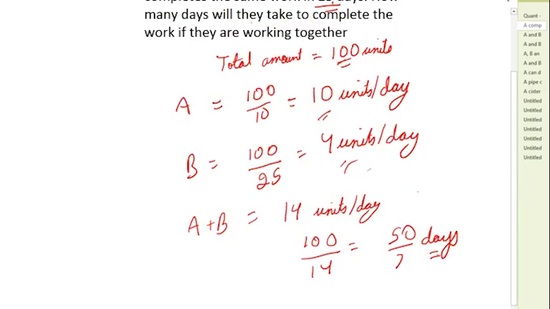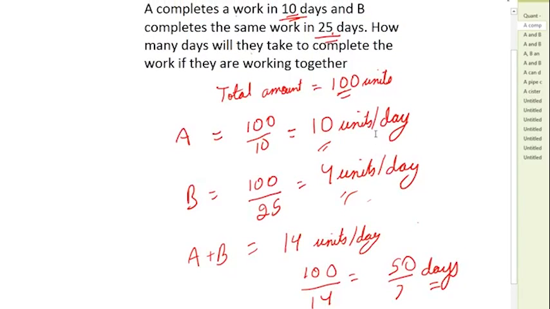Okay, so the advantage with this method is that you can simply add the units. 10 plus 4, 14. You can assume the number here. If I felt 120 was a better number to start with, I would have started with 120 units, because I assumed 100 because 100 was divisible by 10 and 25. So that makes all the calculation easier.